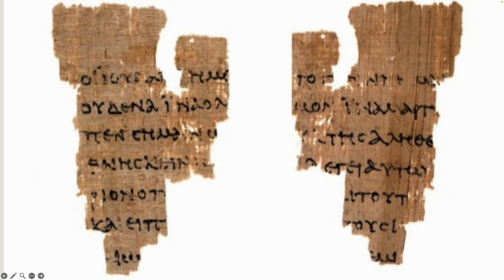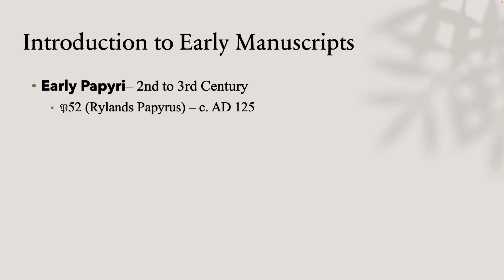So this is the little fragment. It's quite small actually. This is the front side of it, and this is behind it. The front bit here is John 18:31 to 33, and this is verses 37 to 38. It's pretty cool, actually. So that's a papyrus.